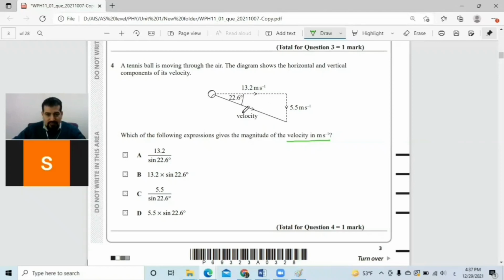Again, I need to find V. We have a right angle triangle here. If I'm using the opposite, I would say sine. If I'm using the adjacent, I will use cosine of the angle. So which one? Okay, sine. So I will neglect the value of 13.2. So 13.2 here is wrong, and 13.2 here is wrong. So what's the answer?